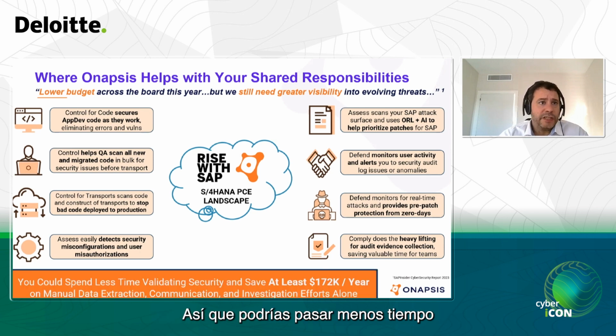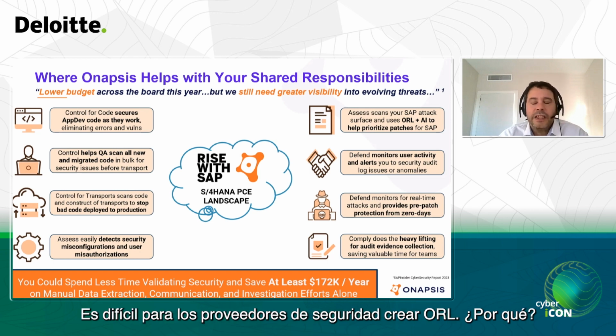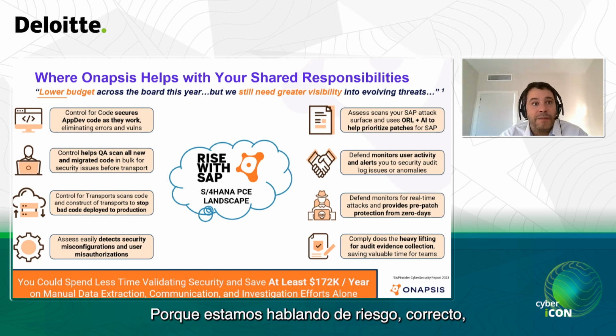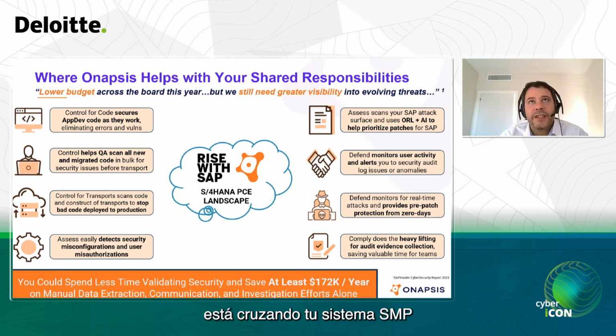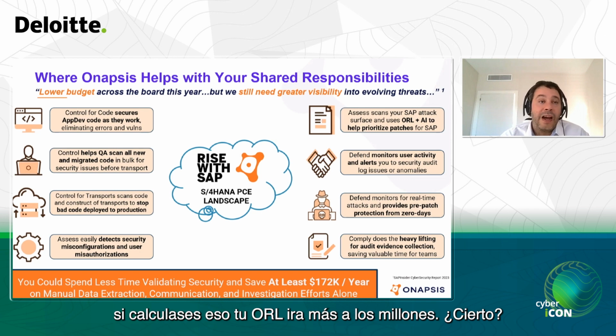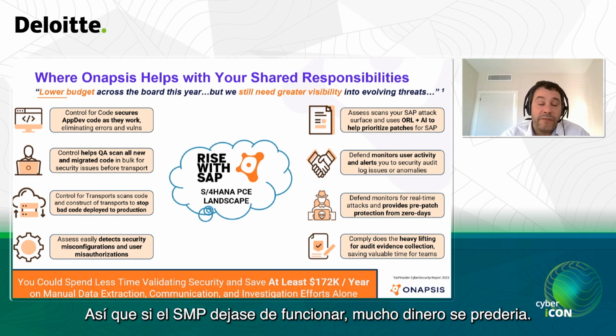So you could spend less time validating security and save at least 172K. It's difficult for security vendors to create ROI because we are talking about risk, right? How do you evaluate the risk? Obviously, you can evaluate how much money is crossing your SAP system. If you calculate that, your ROI will go higher, to millions, right? Because most probably, for most of you, SAP is touching all the revenues of your company. So if SAP goes down, a lot of money will be impacted, right?